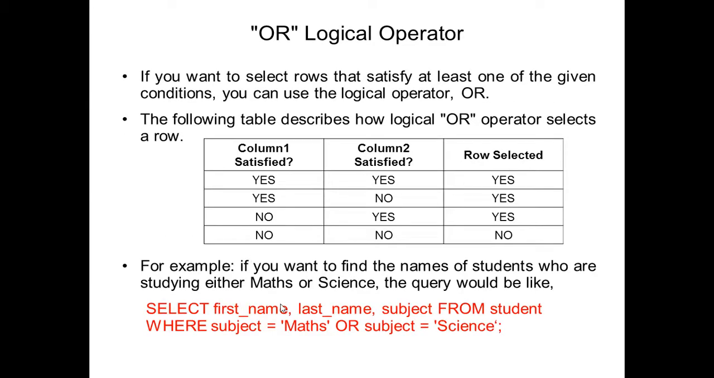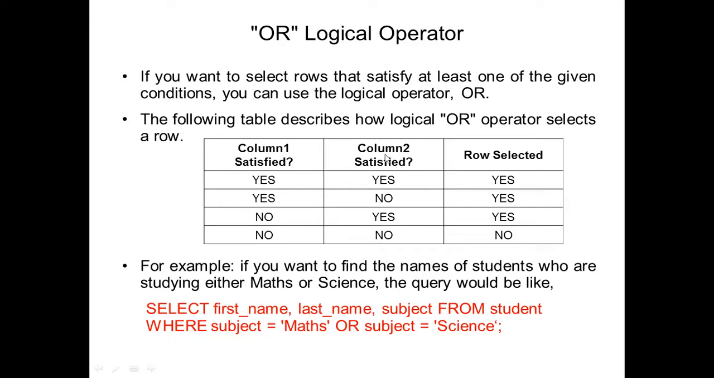Now see, there are 3 operators. So the first operator is the OR operator. If you want to select rows that satisfy at least one of the given conditions, you can use the logical operator. What this means, see, column 1, column 2.